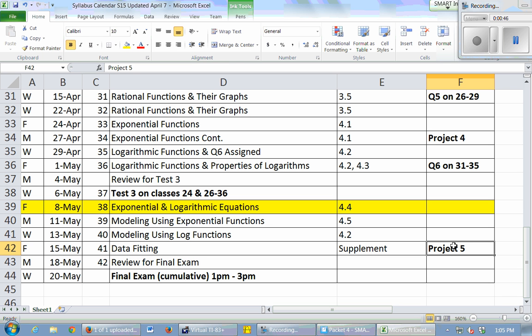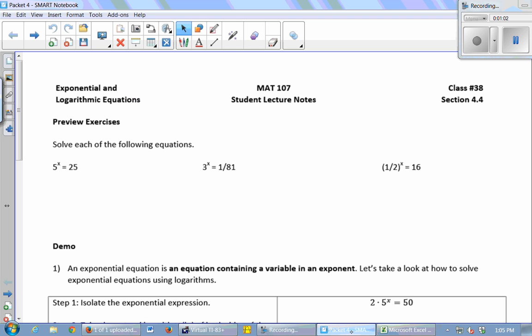Project 5 is due a week from today, the 15th. You know everything you need to know to complete this project right now, so just do that whenever. If you don't have a copy of Project 5, I might have some more, and it's definitely posted in Moodle also.